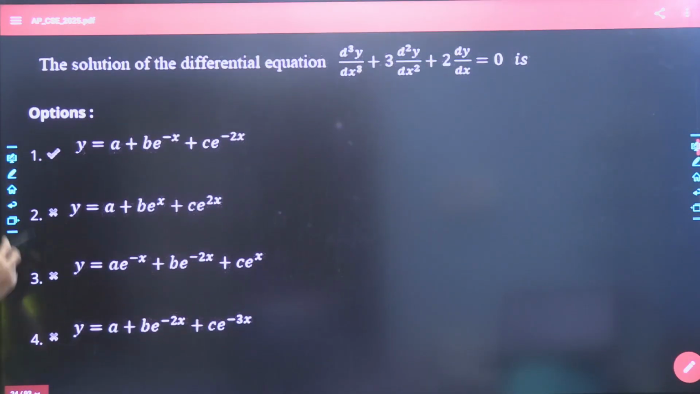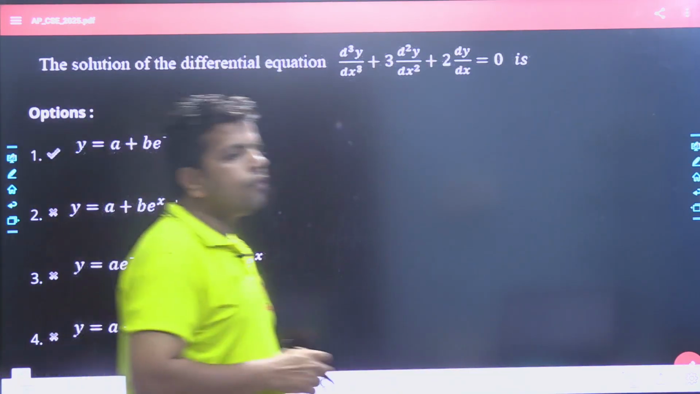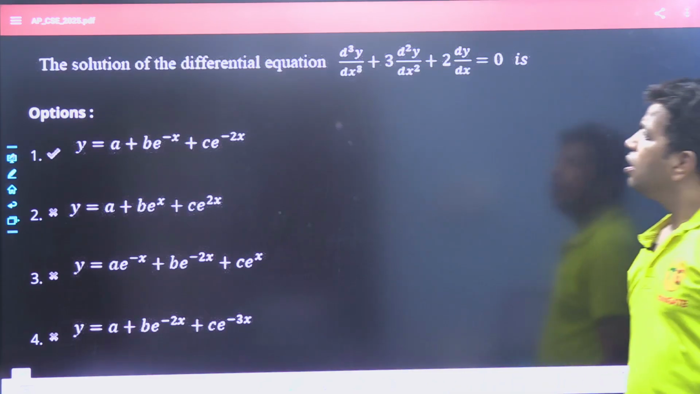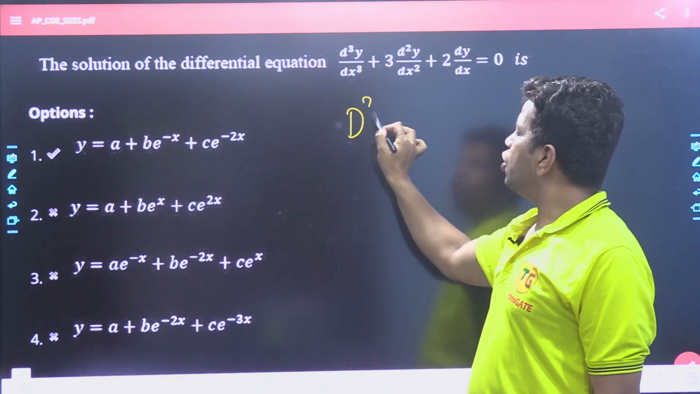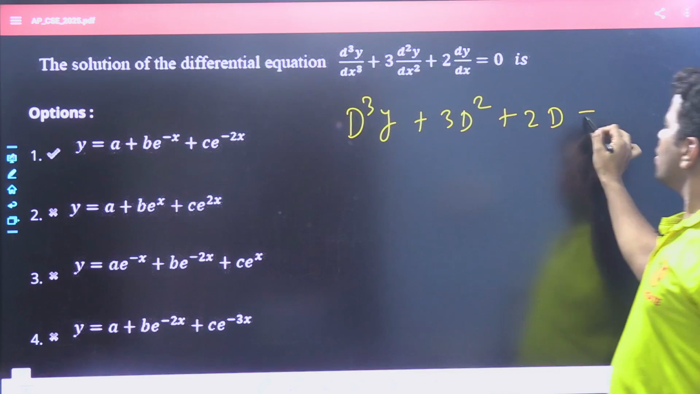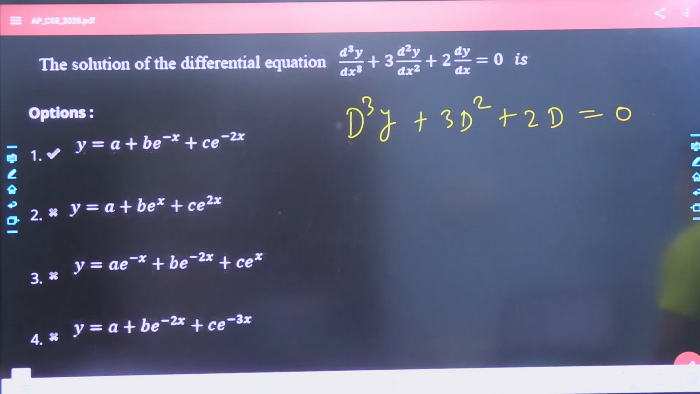Question number 49. We need to find the solution of this differential equation. We can say that this is a third order differential equation. So see here, it's simply D cube y plus 3D square plus 2D equals 0. So your equation somehow looks like this.